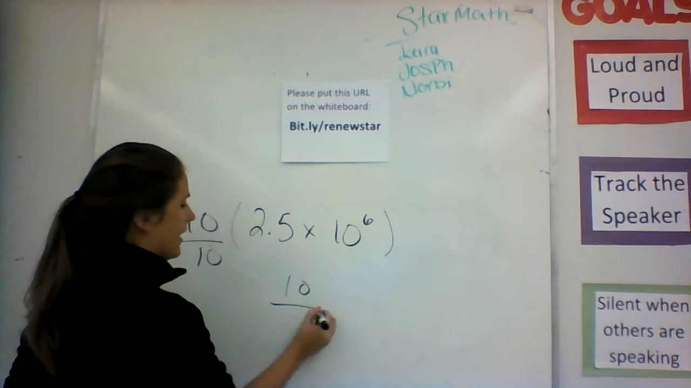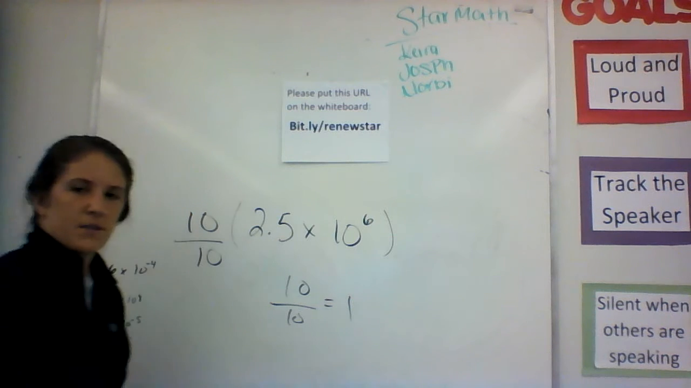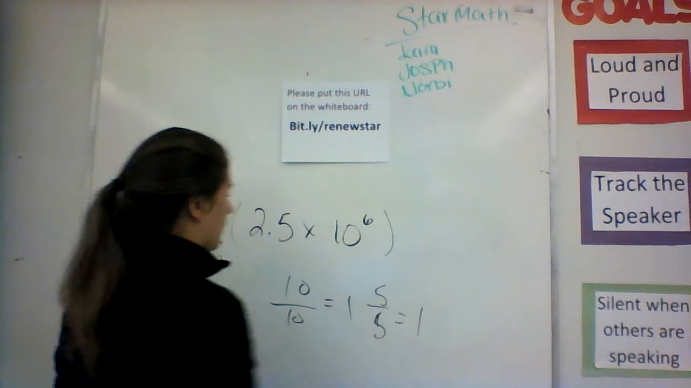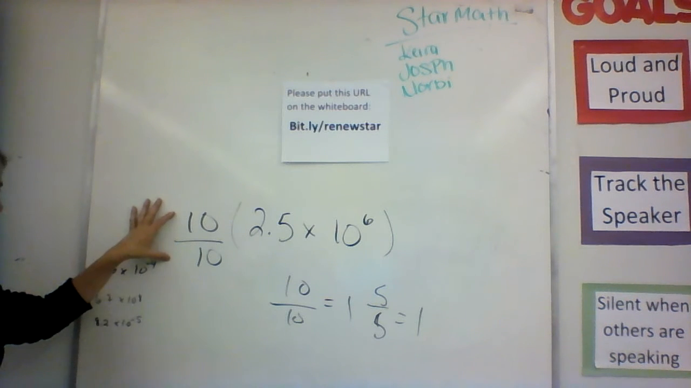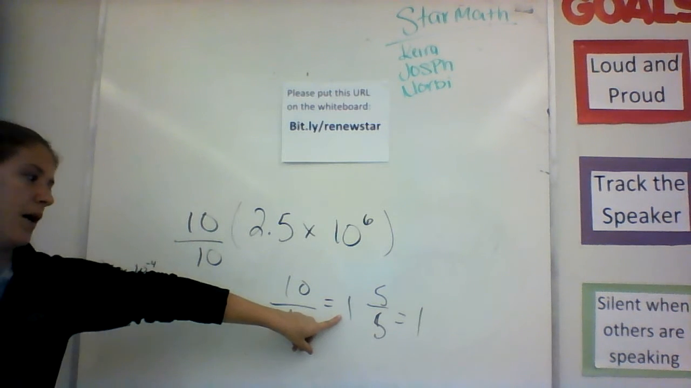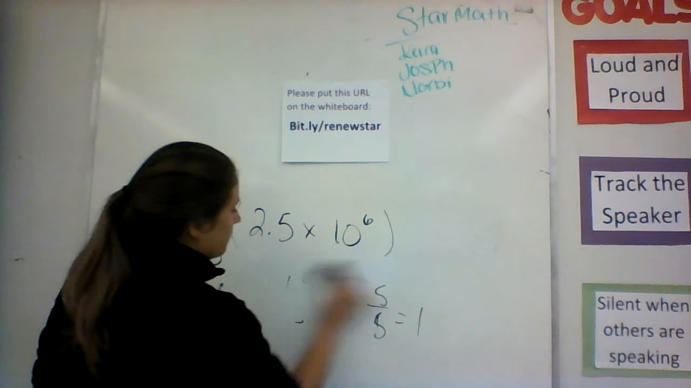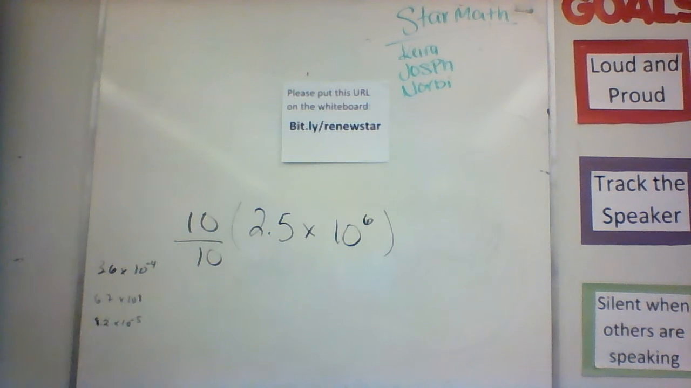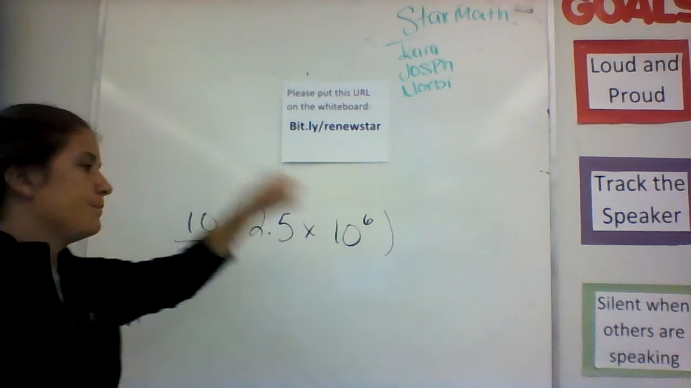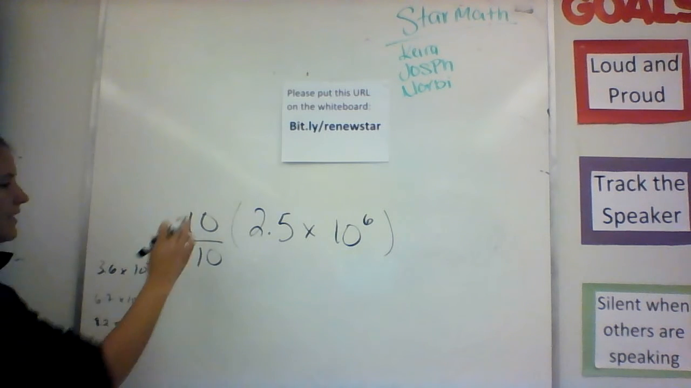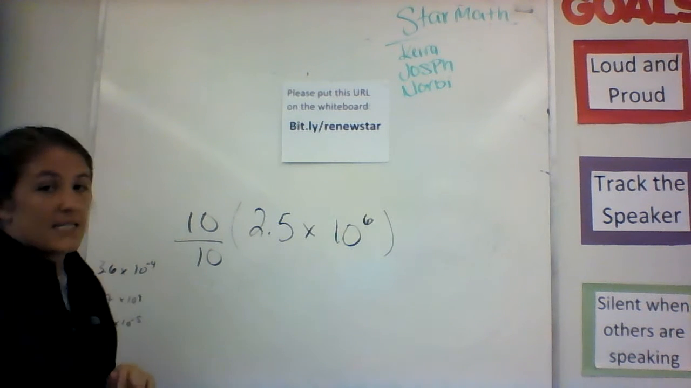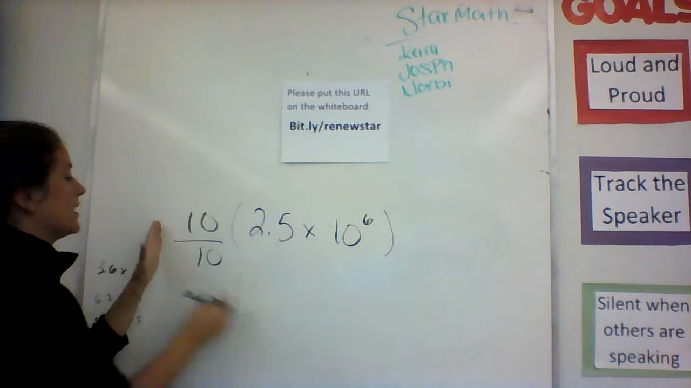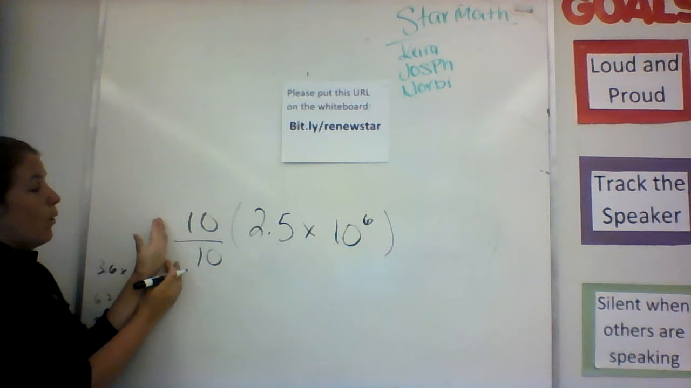I know that 10 over 10 is equal to a whole because the numerator and denominator are the same, just like 5 over 5 is equal to 1. So I'm multiplying it by 10 over 10, which is the same thing as multiplying it by 1. I'm choosing 10 because that's the base of my exponent. And when I'm doing this, what I'm trying to manipulate is my exponent right here. So let's go ahead and do this. 10 over 10 times 2.5 times 10 to the 6th. This is not going to change the value of this expression because essentially we're multiplying by 1.